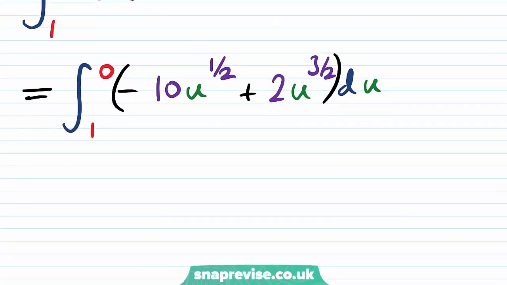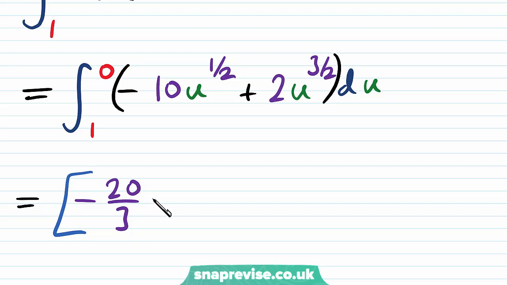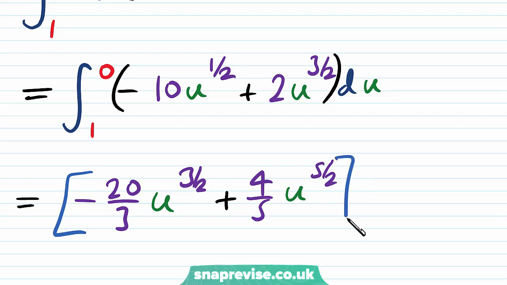Now we can perform our integration with respect to u, and so we get our square brackets, and then we get minus 20 over 3 when you work out the constant, multiplied by u to the power of 3/2, and then plus 4 over 5 multiplied by u to the power of 5/2. Close our bracket, and then we have 1 here and 0 here.